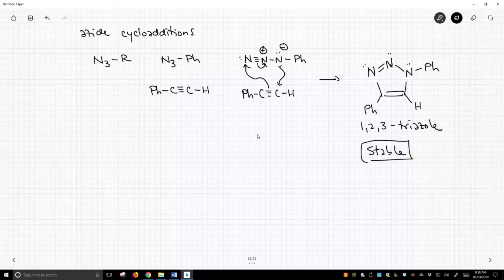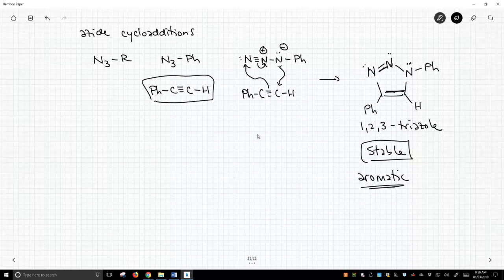Now, why is this so stable? Well, because we did a cycloaddition with an alkyne and because of the electronic structure of azide, when we complete the cycloaddition, you'll note that this is an aromatic molecule. It satisfies Huckel's rules. We have 2 electrons in this pi bond, 2 electrons in that nitrogen-nitrogen pi bond. We pick up another 2 electrons from that nitrogen lone pair in the p orbital, and we get 6 electrons total in the pi system. It's an aromatic molecule, and it's stable.